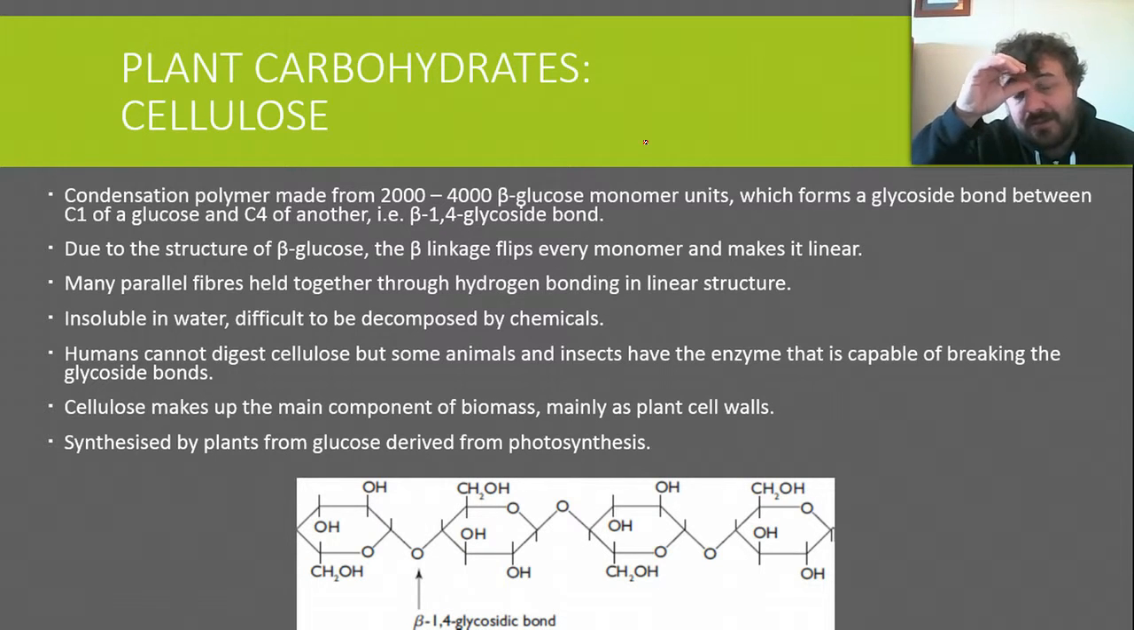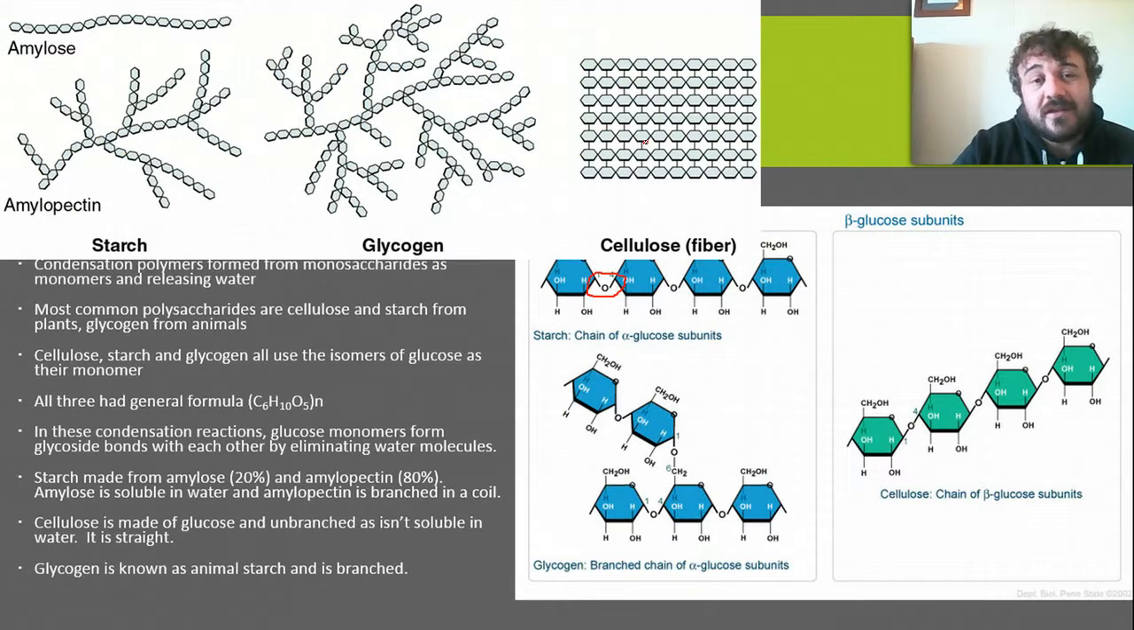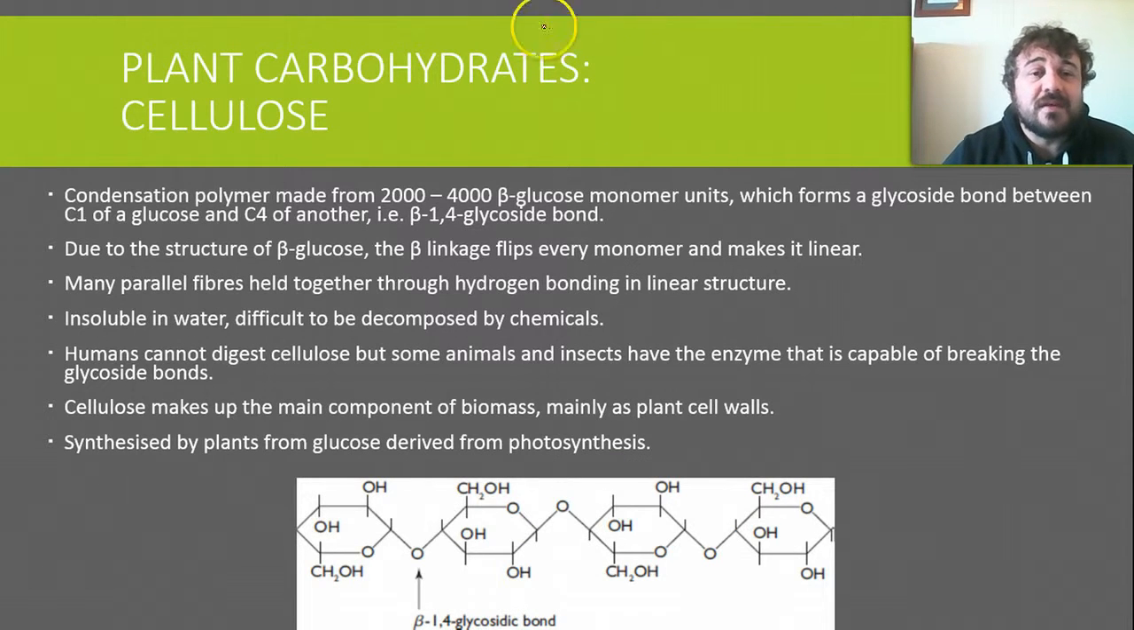Okay, so now we're going to look at the 3 carbohydrates. We're going to focus on these 3, but in a bit more detail. So, cellulose. It's a condensation polymer of beta-glucose. So you can see you get this, see how you get the chains, the glycosidic bonds.